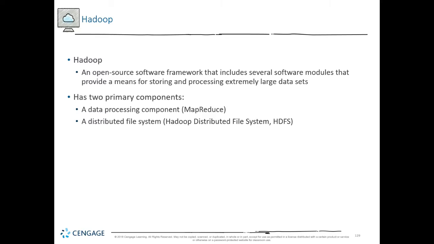Hadoop is an open source software framework that includes several software modules that provide a means for storing and processing extremely large data. It has two primary components: a data processing component, MapReduce, and a distributed file system, the Hadoop Distributed File System, HDFS.